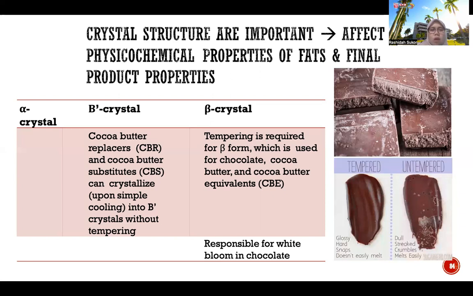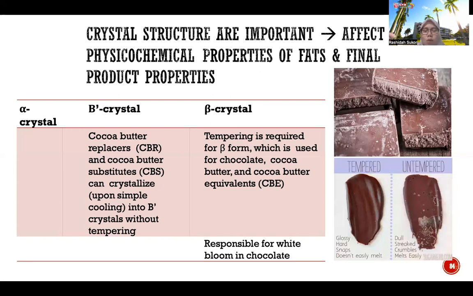Sebab dia dah tukar from this beta prime to beta crystal kan. We talk about how beta crystal is the most stable crystal form of fats kan, of lipid. Okay. So if you don't temper your chocolate, you will produce crumbly chocolate that melts easily. So kalau kita makan coklat tu senang melt, so kita tahu what is the reason. Most likely it is not tempered well.